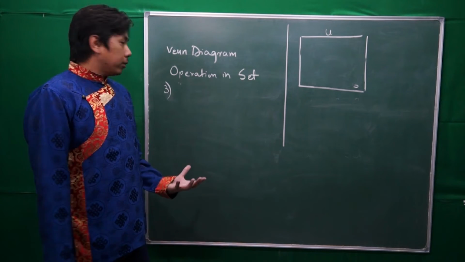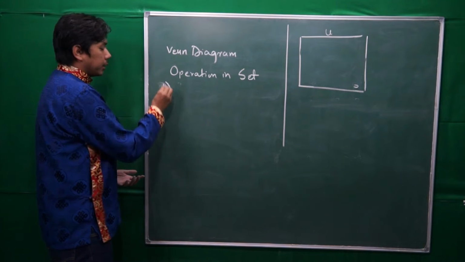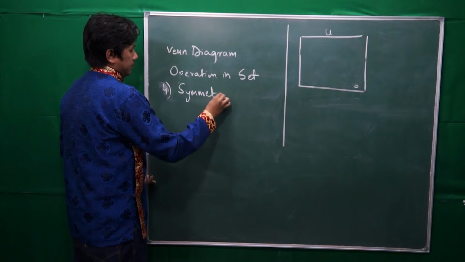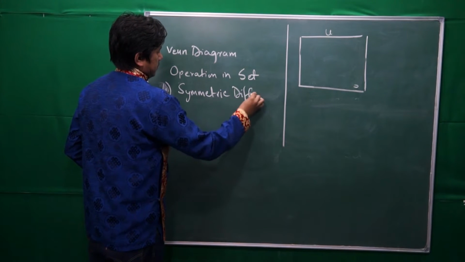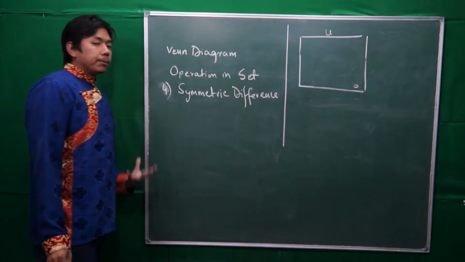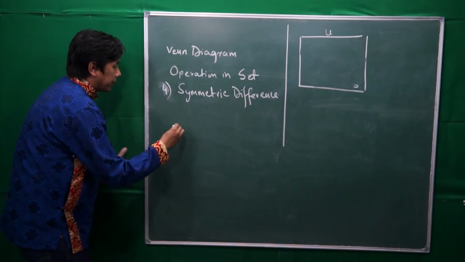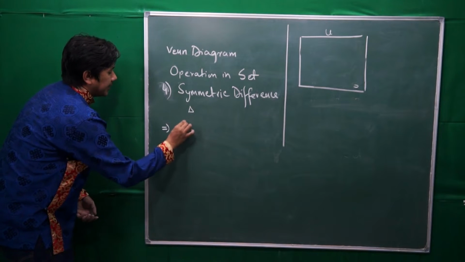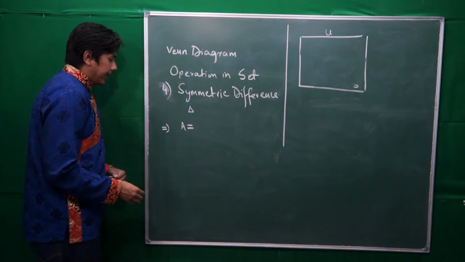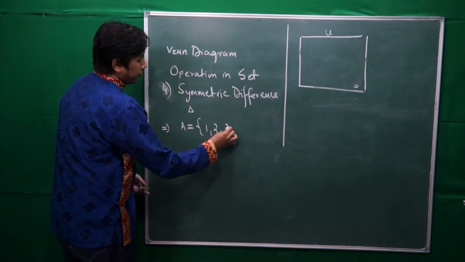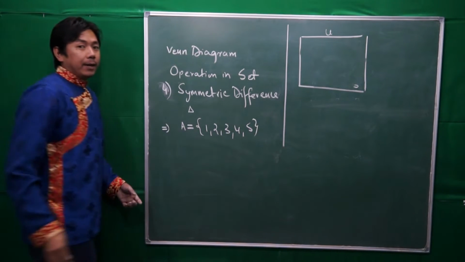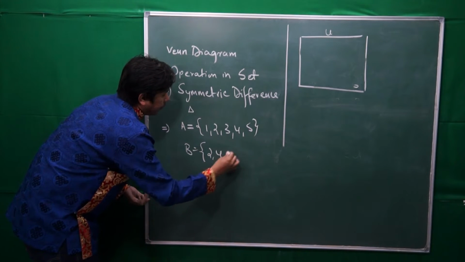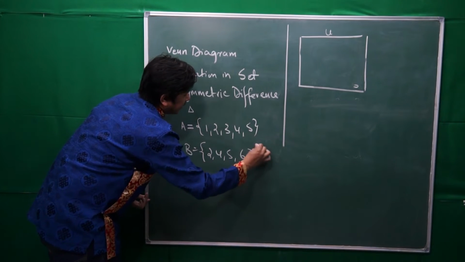So next we are going to talk about the fourth operation. The fourth operation is symmetric difference. So by symmetric difference, we represent it in the form of a triangle, okay, delta as we call it. So let's say set A has elements 1, 2, 3, 4, 5. Similarly, set B is another set with certain elements, say 2, 4, 5, 6, and let's say 7 as well.